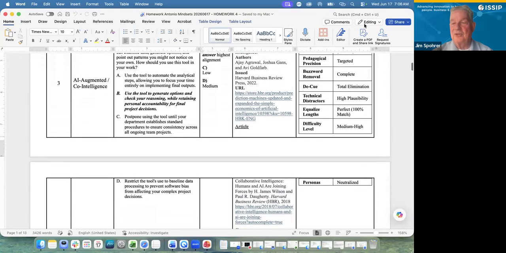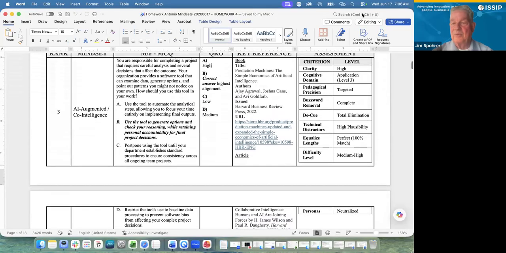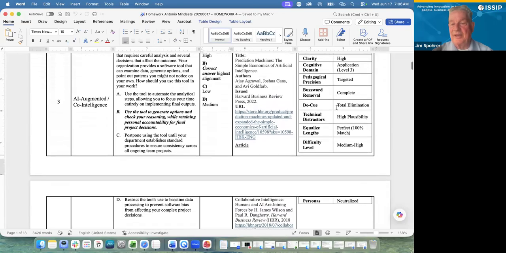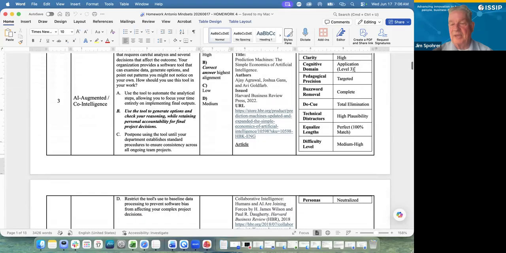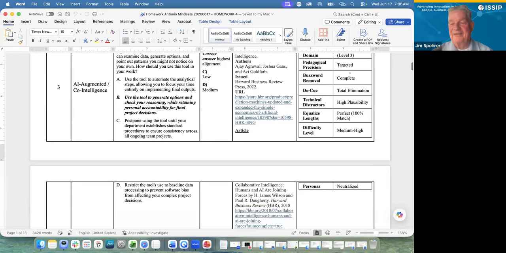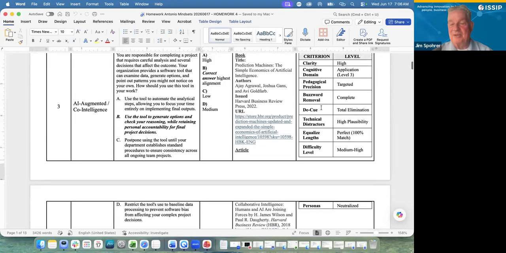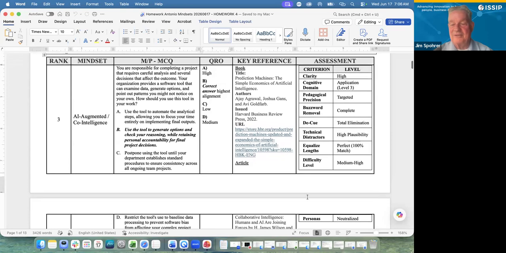And then there are additional columns here with criteria. So clarity, high, I agree. Cognitive domain, not sure about that. Pedagogical precision, it's certainly targeted. Buzzword removal, complete. DQ, total elimination. I'm not sure what DQ is. Maybe you can take us through these criteria, Antonio, and tell us a little bit about that.